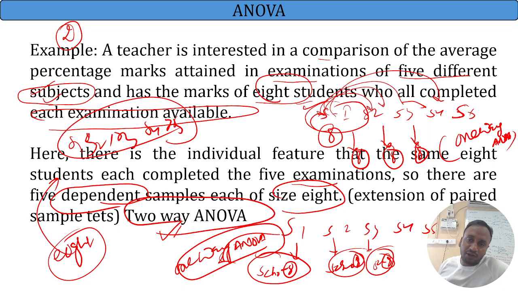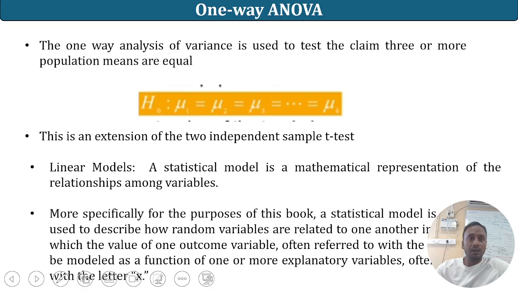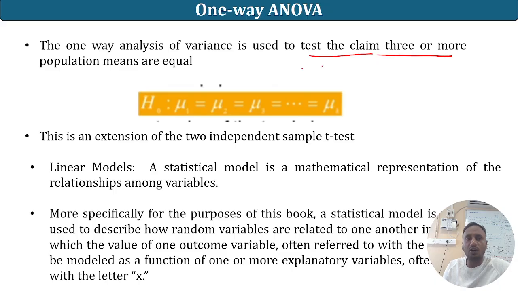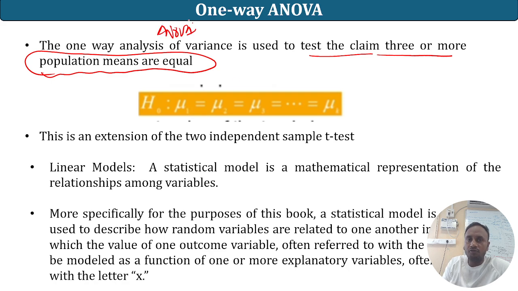For today's class, we'll deal with the one-way ANOVA only. After one-way ANOVA, we'll start with linear regression or square regression, then we'll jump to the two-way ANOVA. Then we'll go with design of experiments and factorial experiments. One-way ANOVA, the analysis of variance, is used to test the claim that three or more population means are equal or not. That's the idea of analysis of variance.